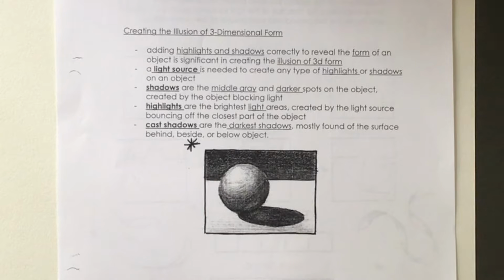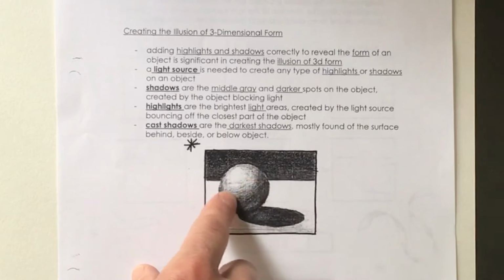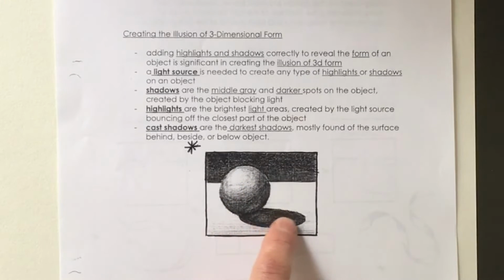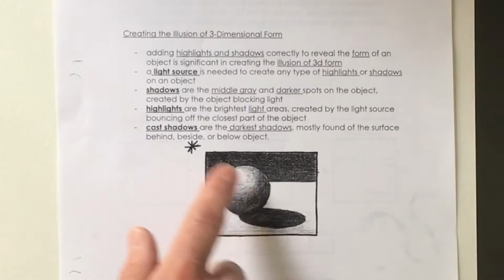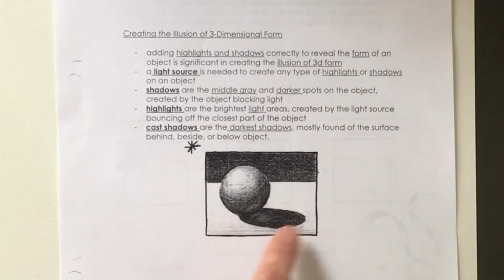Shadows are the middle gray and darker spots on the object. And so we have shadows here. This is what we call a cast shadow. It's one of the darkest shadows, and it's a shadow created by the object blocking whatever the light source is and creating a cast shadow of the object. It's usually found on the surface, behind, beside, or below the object. Highlights are the brightest light areas created by the light source bouncing off the closest part of the object.